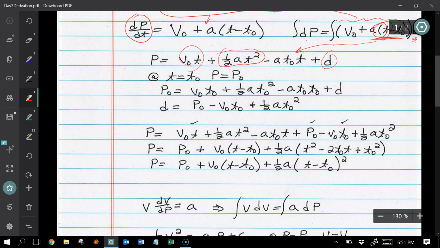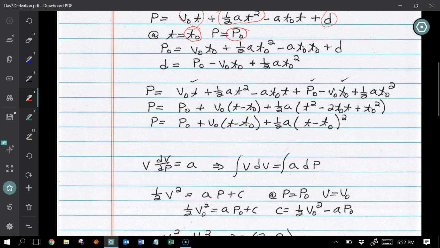In order to find that constant, we're going to say when time is equal to t0, position equals p0. And I'm using p instead of x or y because depending on the problem that you're working, the position variable is sometimes named different things. So I'm just going to use p for position.